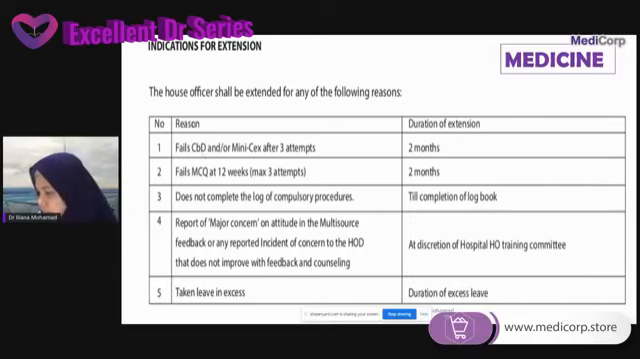The second reason is again failing the MCQ at 12 weeks, meaning after the third attempt, you'll be extended. The third one is quite famous as well. This is another reason for auto extension which you should avoid at all costs: not completing the log of compulsory procedures. As we mentioned earlier, all these compulsory procedures you can find day in and day out, and you will do them a lot even during your tagging.